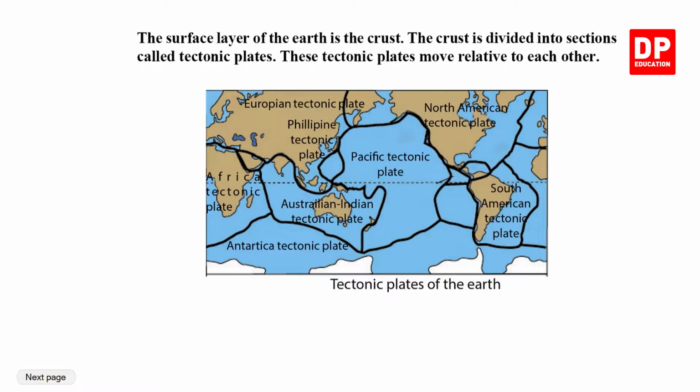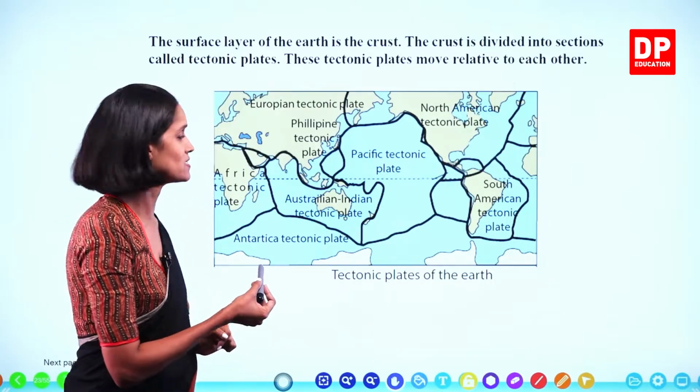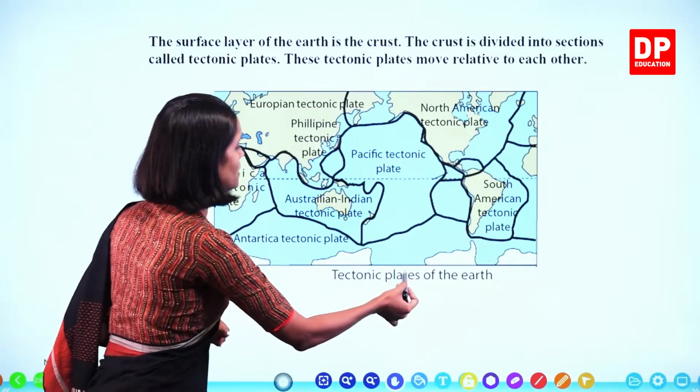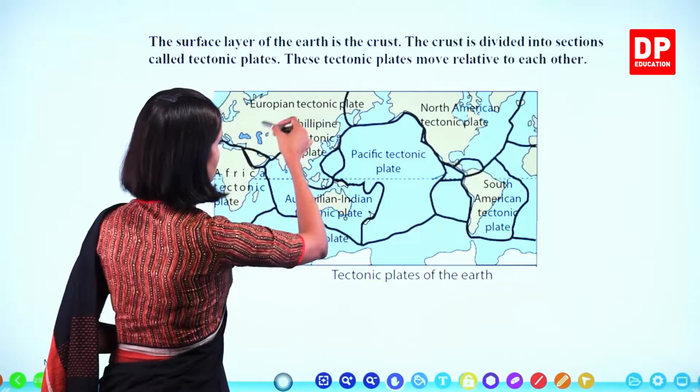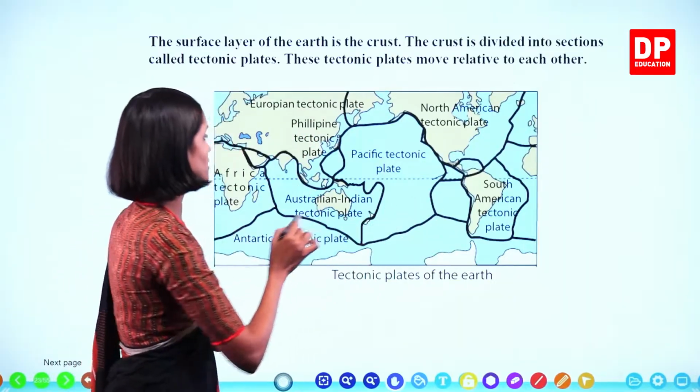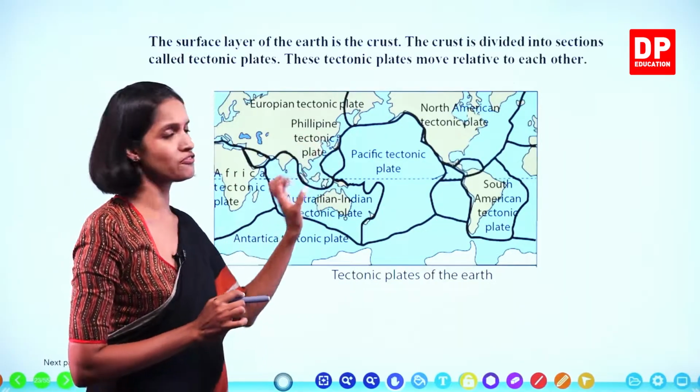Okay, look at this picture. This is a world map. You all can see there are these continents, countries, the ocean as well. At the same time, you all can see all these black color lines. What are they, children? Right? Tectonic plates of the earth. This is the name given to the picture. Tectonic plates of the earth.